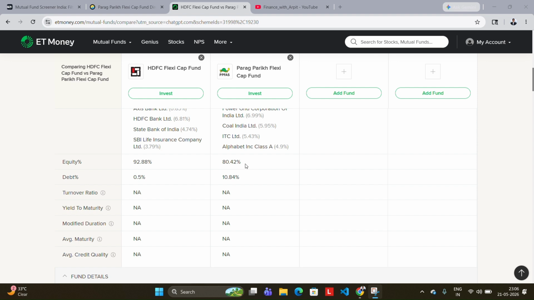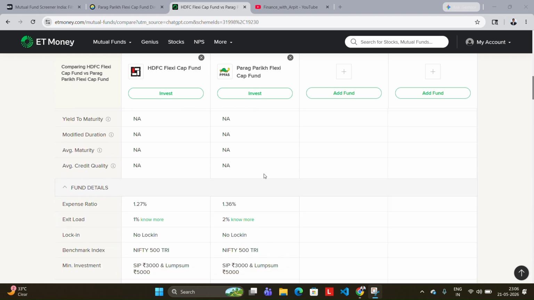In that, this fund has very little in cash, because almost 93% is invested in equity and 0.5%, and the other is cash. There is some fixed amount of cash that they need to keep. While Parag Parikh Flexi Cap Fund has kept 11% for stability in debt, 81% in equity, and the rest maybe in cash. So both have a huge amount of cash also.